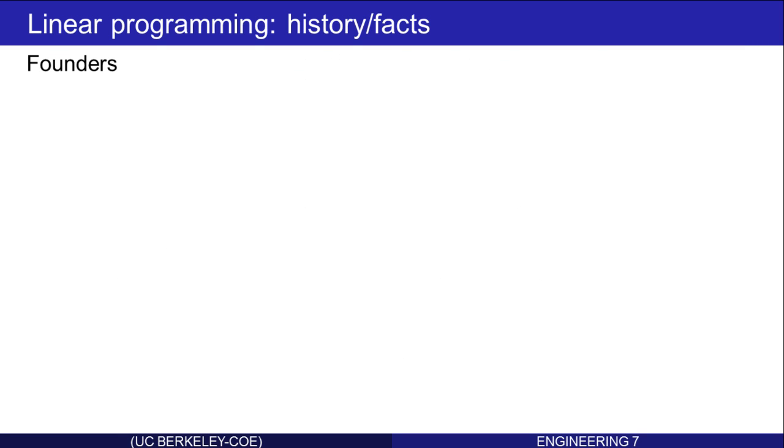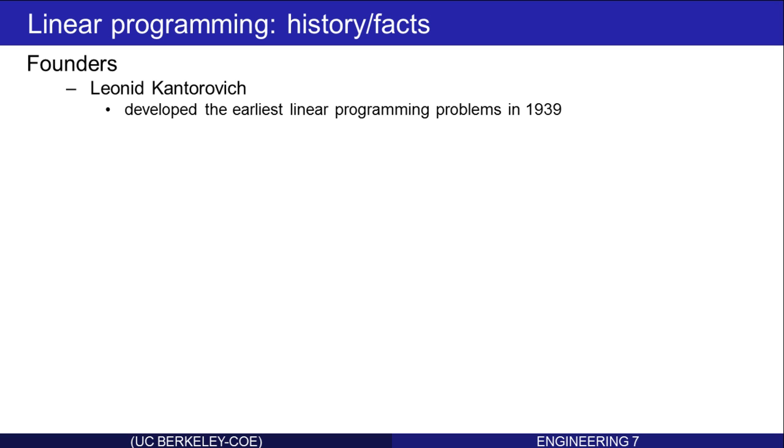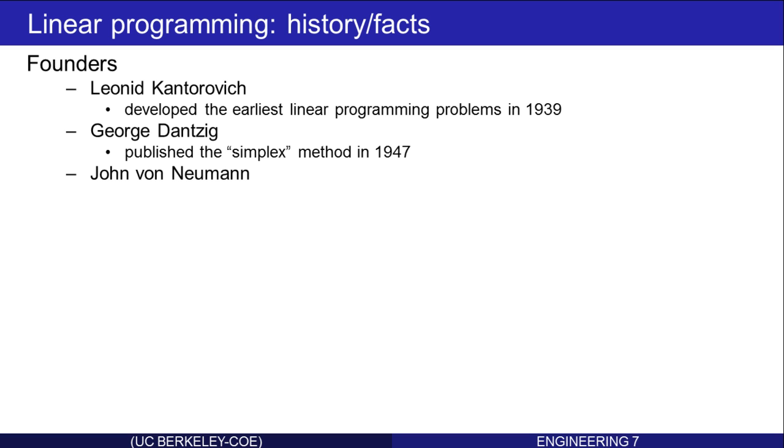Who are considered the founders of linear programming? Leonid Kantorovich was the first to formulate linear programming problems in 1939. George Dantzig, as I already mentioned, published the simplex method in 1947 to solve linear programming. And John von Neumann developed duality theory and game theory associated with linear programs. If you have time and interest, search these names on Wikipedia and read a little bit more about this rich history of this important problem.